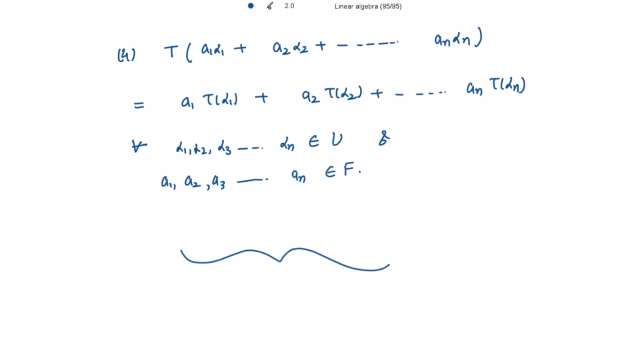So here ends the first lesson. In the next content, we are going to discuss the range and null space of linear transformations, rank and nullity of linear transformations, and also the rank-nullity theorem.